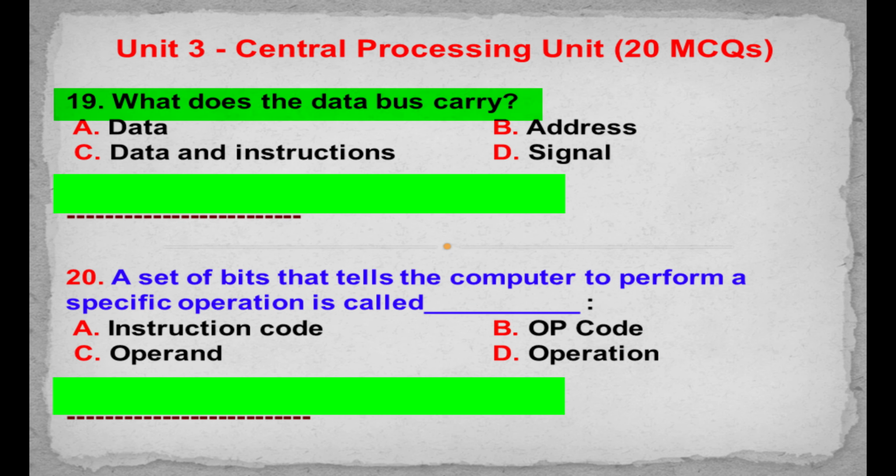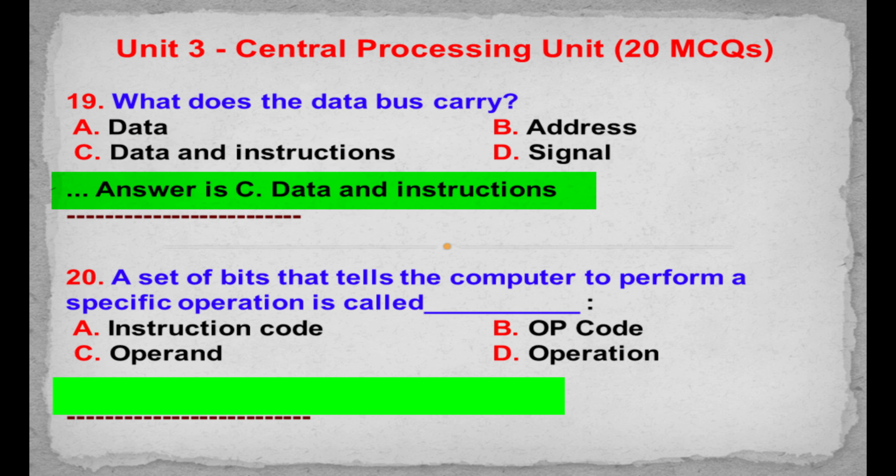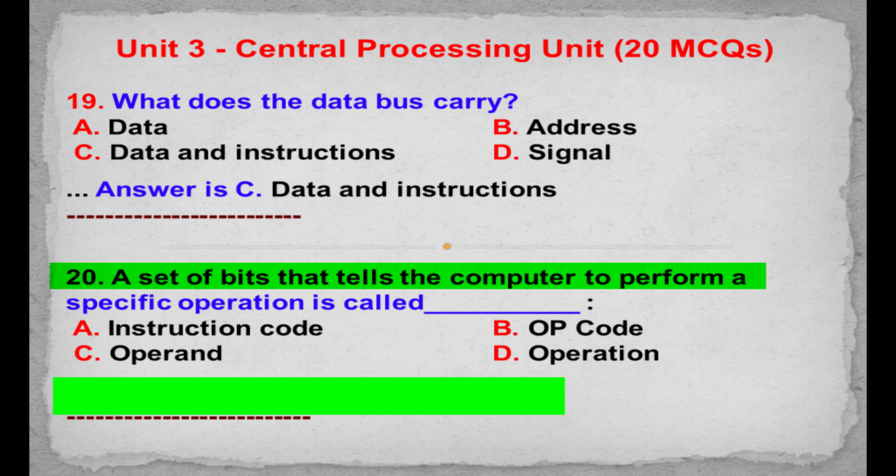MCQs number 19. What does the data bus carry? Option A, data. Option B, address. Option C, data and instructions. Option D, signal. Correct answer is Option C, data and instructions.